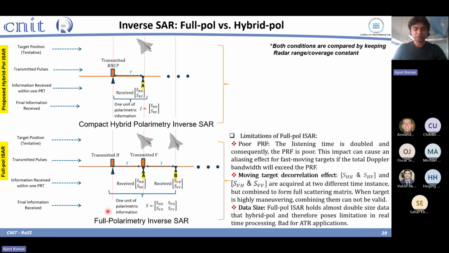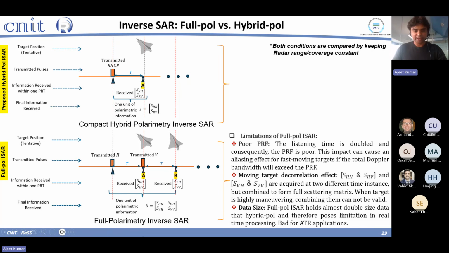For example, if we talk about full polarimetry inverse synthetic aperture radar, what we do is we transmit H, we receive H and V, and then we transmit V and we receive H and V. So we have HH, HV, VH, VV, all four components together, and we combine them and say, okay, this information is one entity.